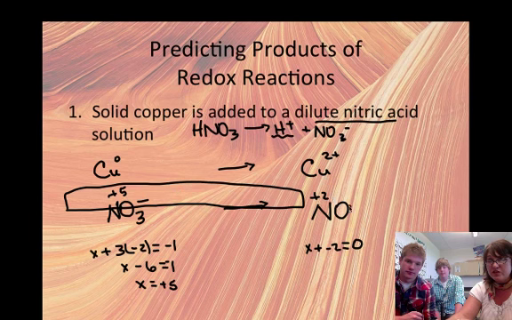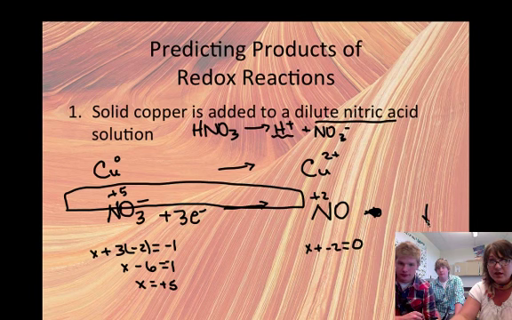If we go from 5 to 2, that's going down. Reduction. So we have to give away electrons. No, we have to gain electrons to get more negative. 3 of them, right? Okay, so if this part's going down, we expect copper to be going up. Is that what our charges show? Yeah. Oh, good. We must be doing something right.